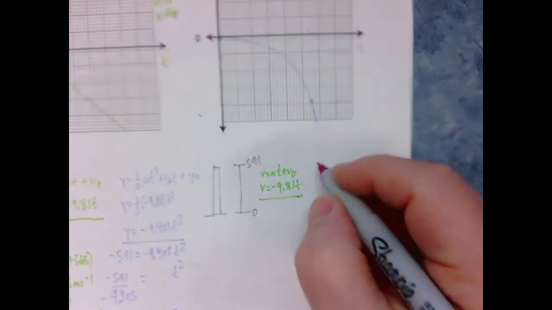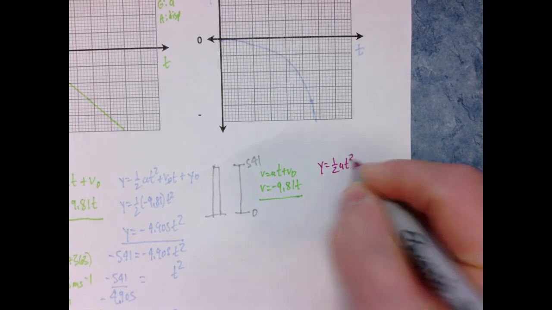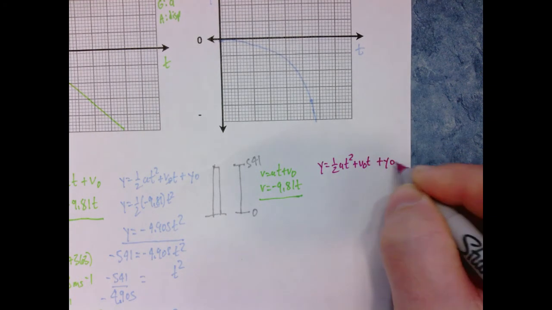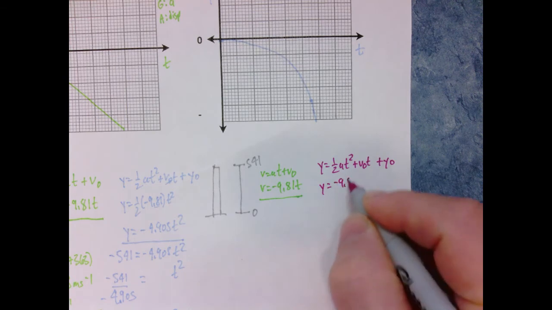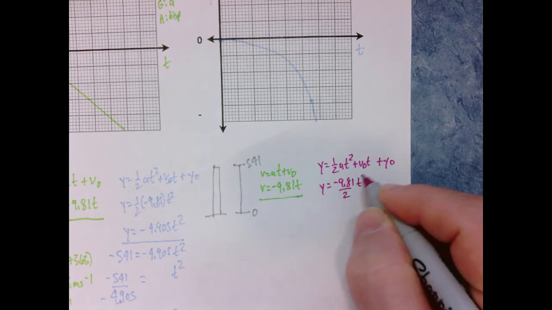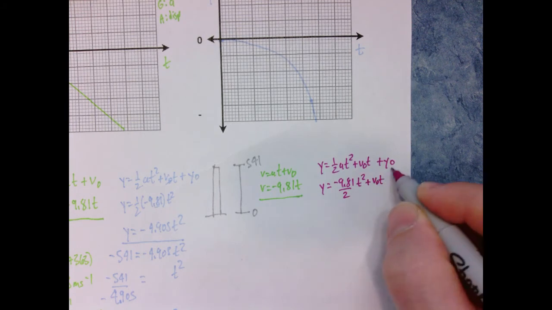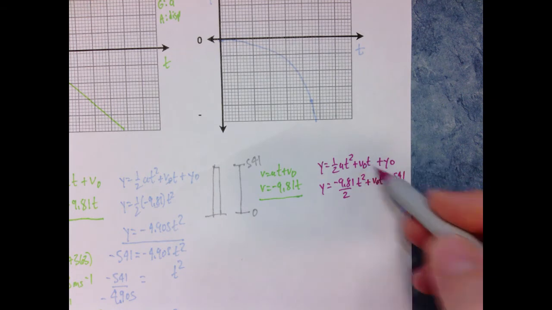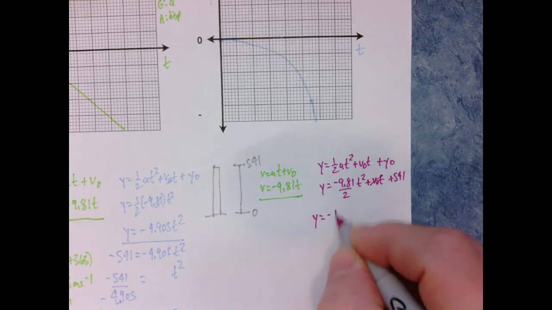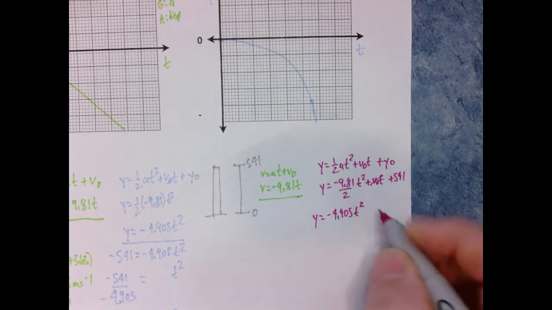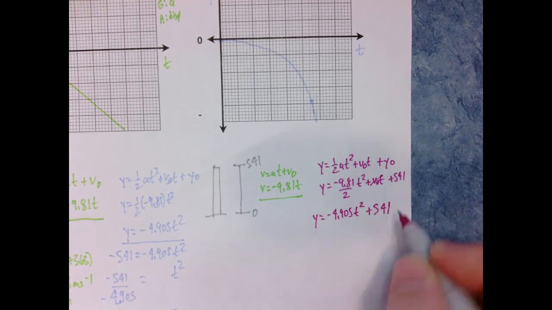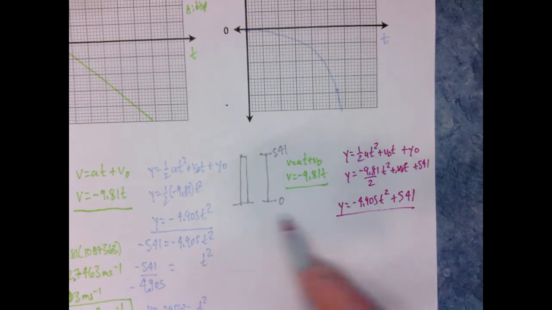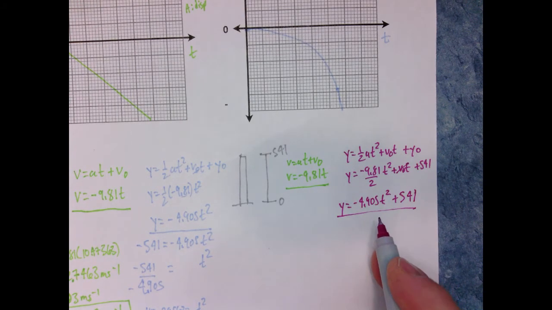And now when we look at the position, we have y equals 1/2 at squared plus v0t plus y0, negative 9.81 over 2 t squared plus v0t, and the y0 in this case is 541. Now since v0 is 0, this v0t term drops out. So we're left with y equals negative 4.905 t squared plus 541. So the velocity model looks exactly the same. The position model, however, does not look the same. That's what we varied.